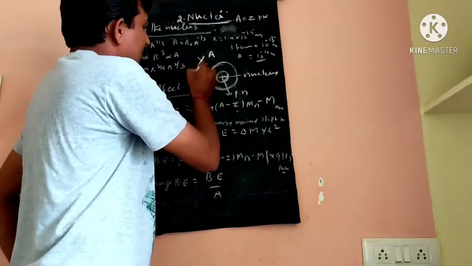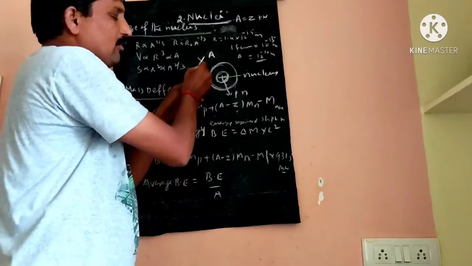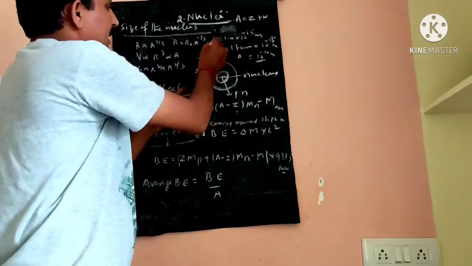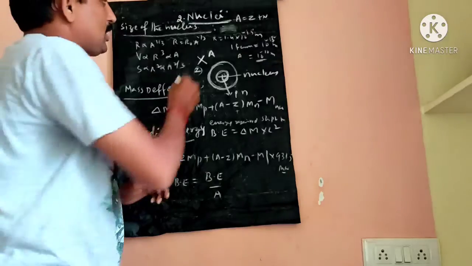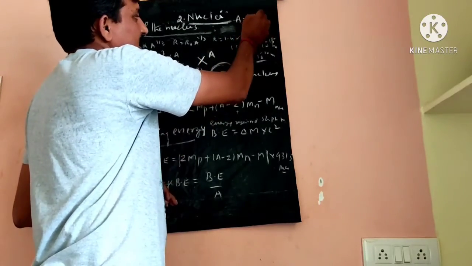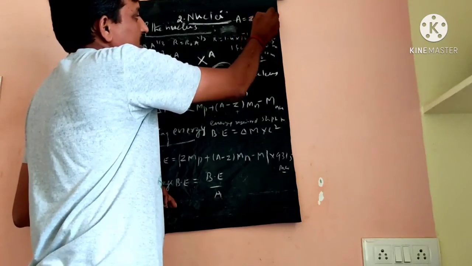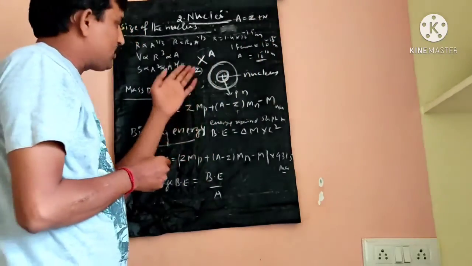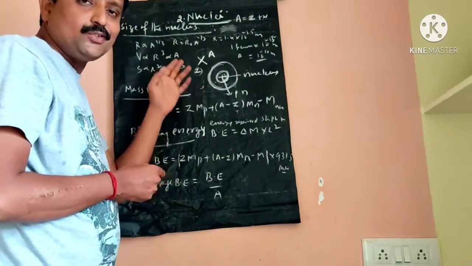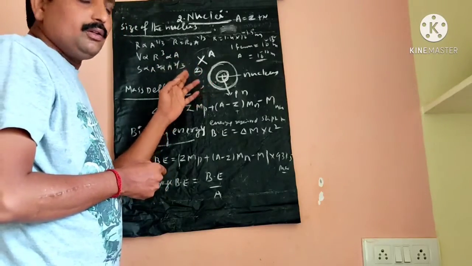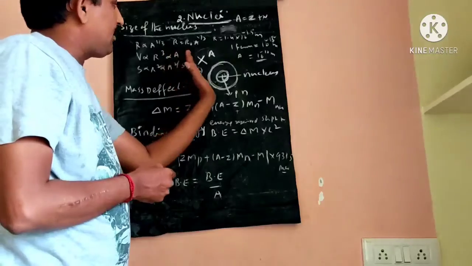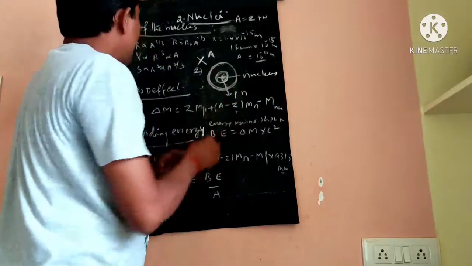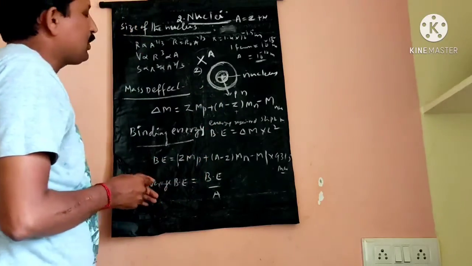Z, the atomic number, is equal to the number of protons in the nucleus, and A is the mass number. Mass number is equal to Z plus N, proton number plus neutron number. Different types of nucleus are available: isotones, isobars, isomers.